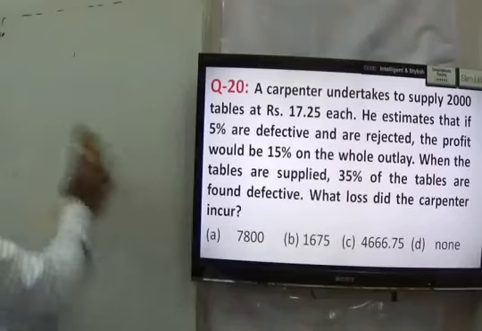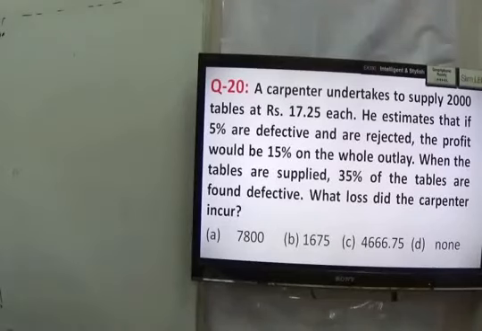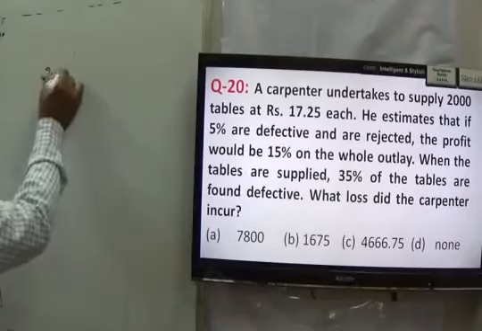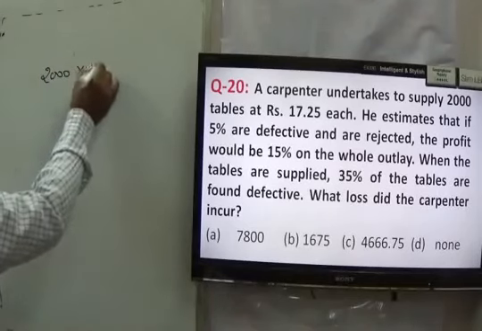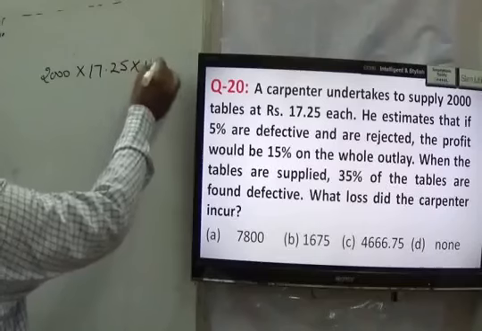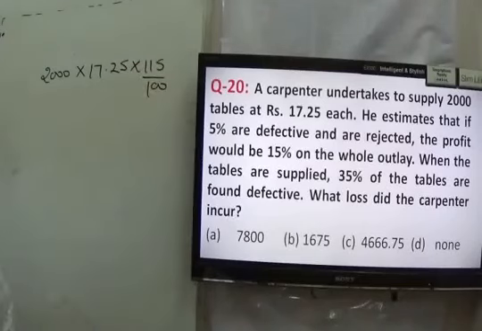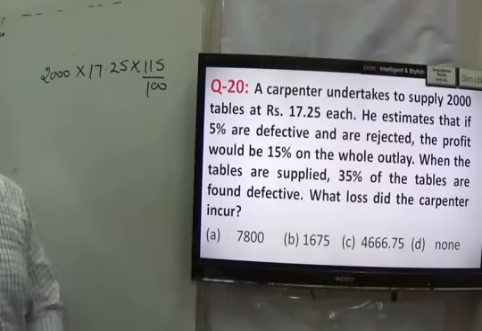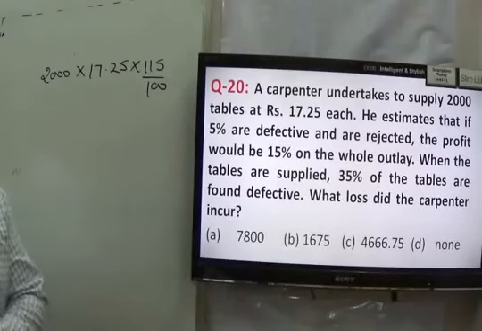When we look at this question, we can say that 2000, it is 17.25. It means total money that he is expected to get is 17.25 into 2000, and he wants to get a 15% profit of the outlay. It means finally he gets rupees 2000 into 17.25 into 115 upon 100. That was his expectation, right?